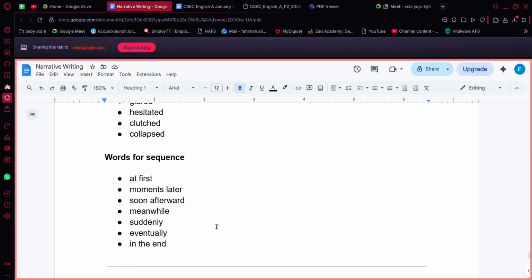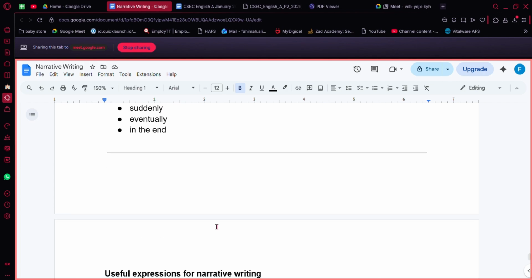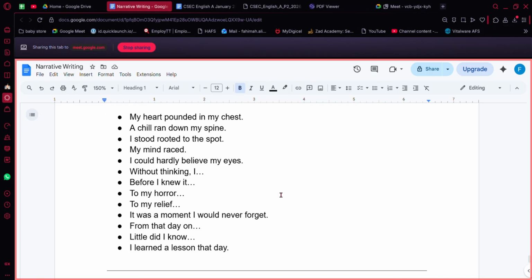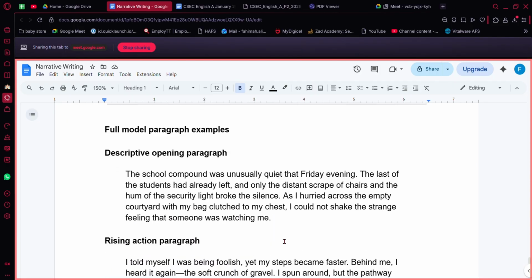We're almost done, don't worry. So different expressions you could use. They have many more expressions. I will send a document on many more that you could use. So you could say, "My mind raced." If you have a lot going on in your mind, you could say, "My mind raced." It shows that your character is feeling anxious, or some kind of thing is affecting them. It was a moment I would never forget. Little did I know this was going to happen. So that's different phrases. Now I have full model paragraph examples here.